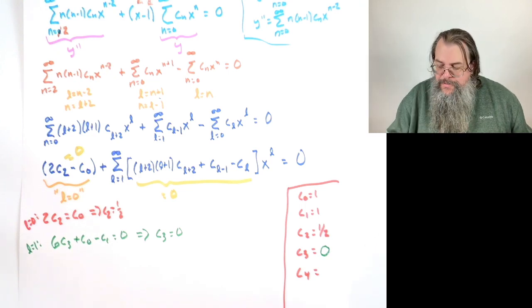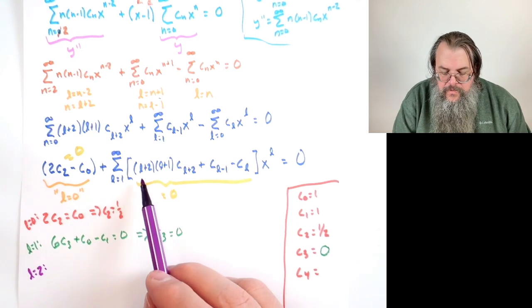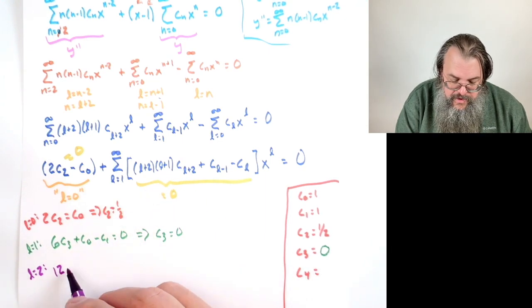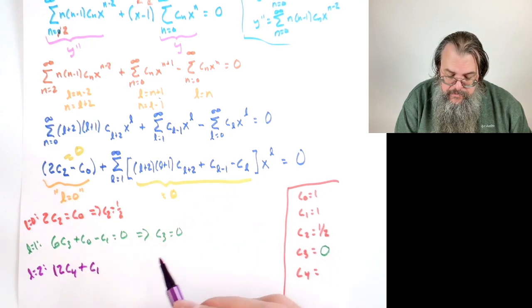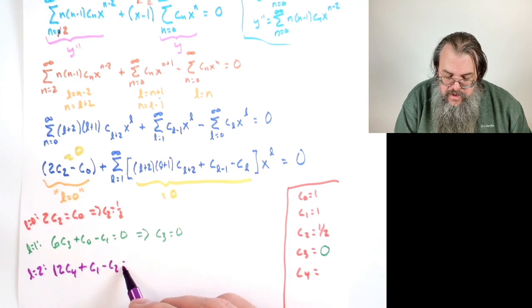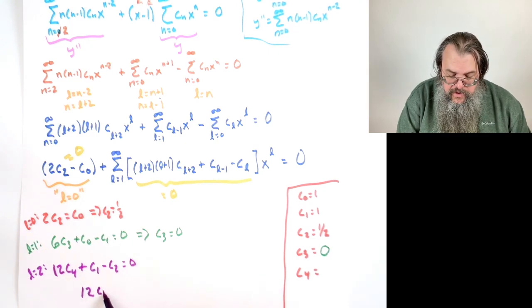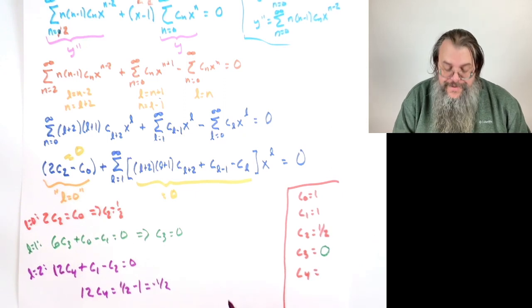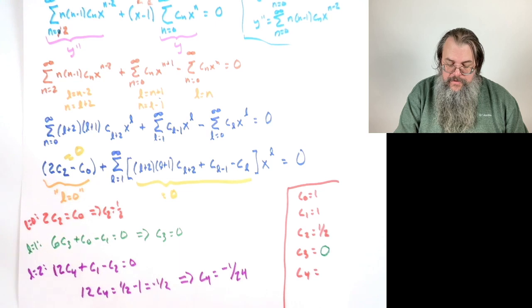And that leaves us with just one more to go. One last coefficient to solve for. L equals 2. 4 times 3 is 12. So 12 C4 plus 2 minus 1 makes C1, minus C2 equals 0. Well, let's be careful here. So this says that 12C4 is equal to C2, which is 1/2, minus C1, which is minus 1, which is minus a half. So what's C4? C4 is minus 1 over 24, right? Because we divide by 12.